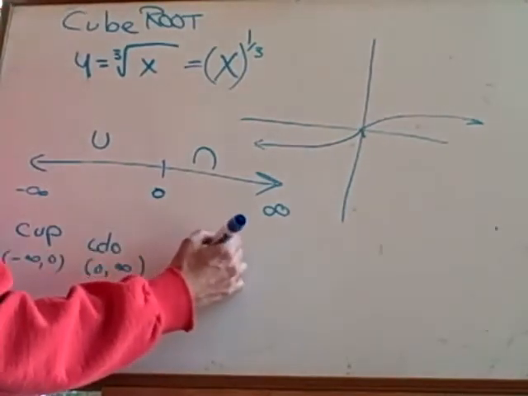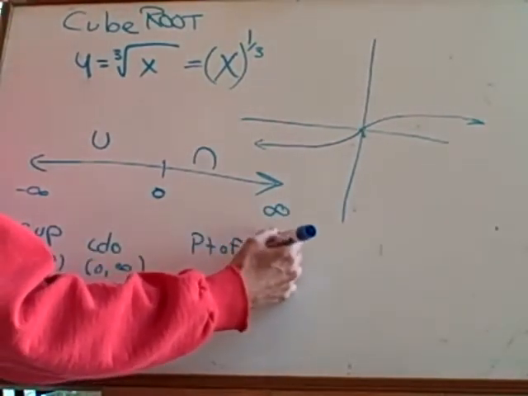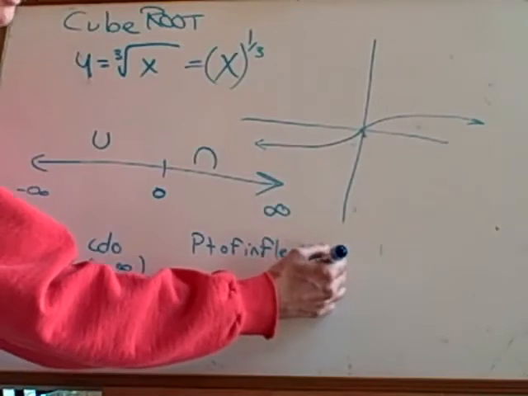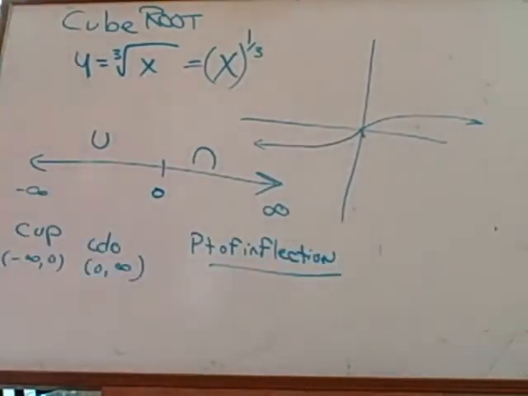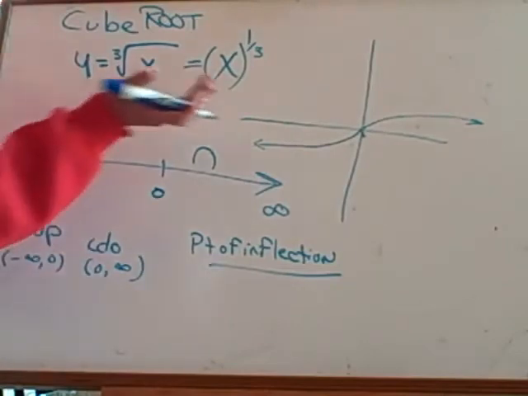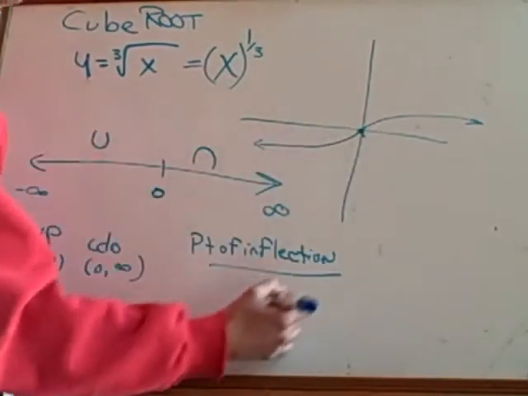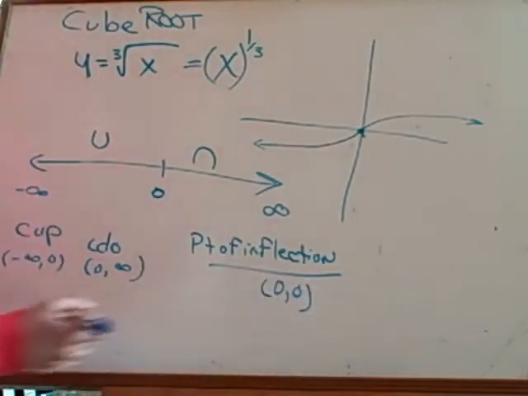Point of inflection is whenever you change concavity. And we did change concavity right here at this little point, which is 0, 0. That is incredibly important. Being able to find a point of inflection, I have a program that I need to give you for your calculators. If it's on mine today, I'll give it to you now. If not, I'll give it to you next week.